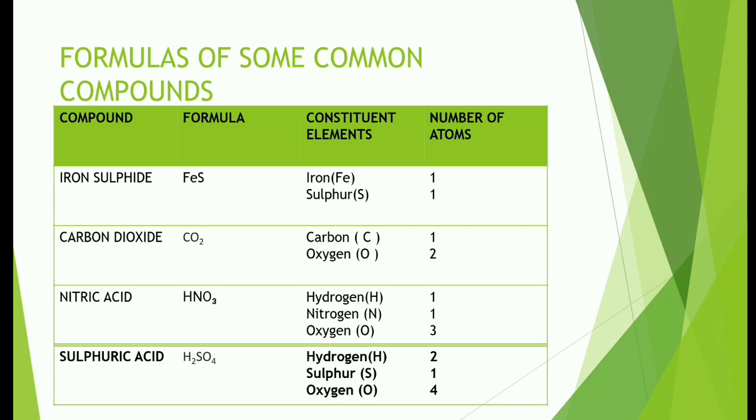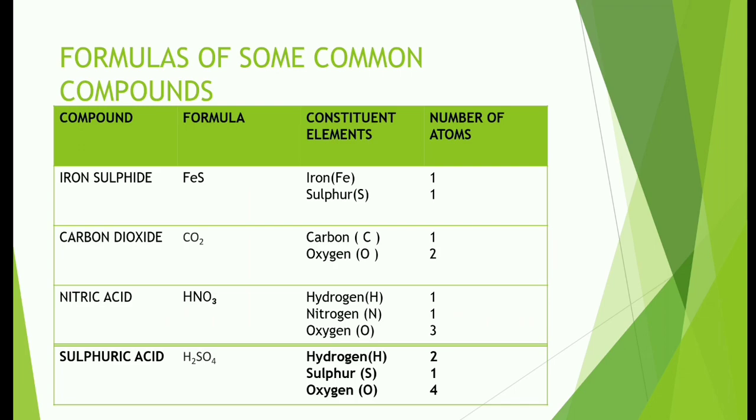Third is nitric acid. The formula of nitric acid is HNO3. And how many elements are there in this compound? 3 elements: hydrogen, nitrogen and oxygen. The number of atoms in hydrogen is 1. Number of atoms in nitrogen is also 1, and the number of atoms in oxygen over here is 3.